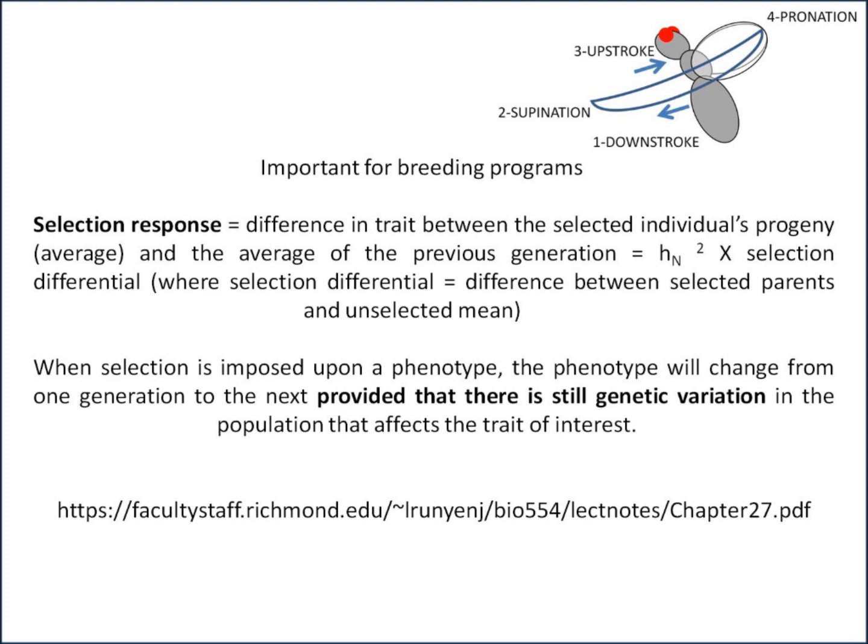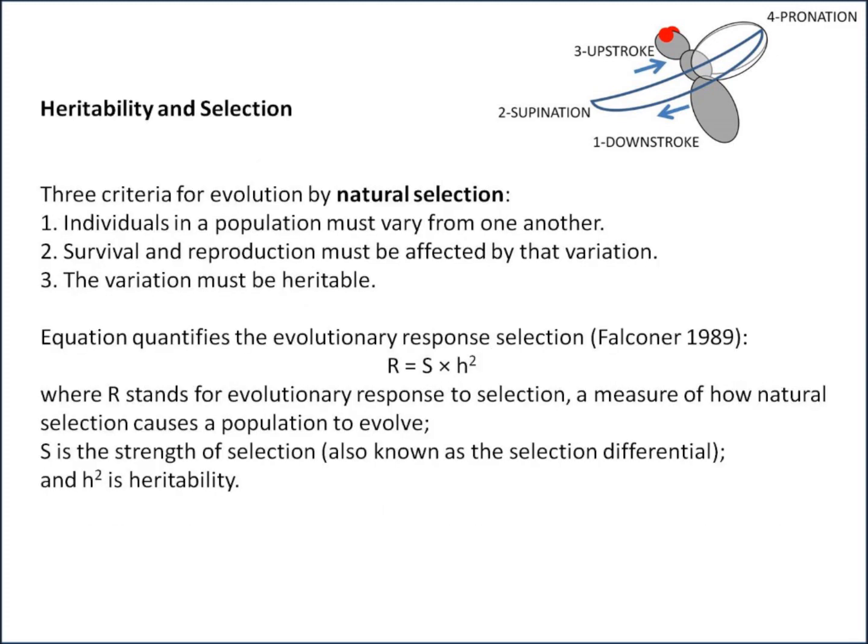When selection is imposed upon a phenotype, the phenotype will change from one generation to the next, provided that there is still genetic variation in the population that affects the trait of interest. Heritability and selection. For a population to experience natural selection, two conditions must be met. The first is that individuals must vary from one another for a particular trait, and the second is that an individual's survival and reproductive success must be affected by which of the traits it possesses.